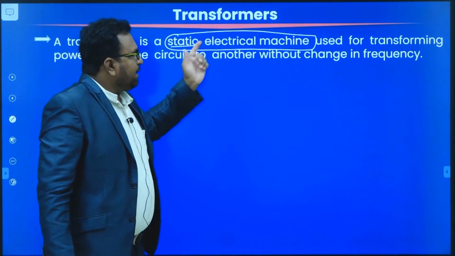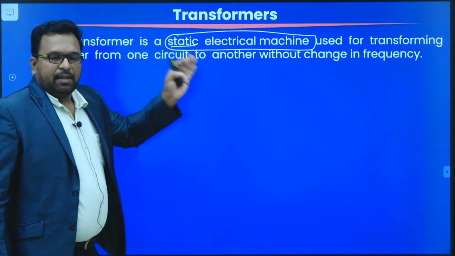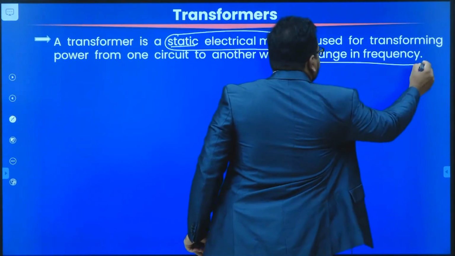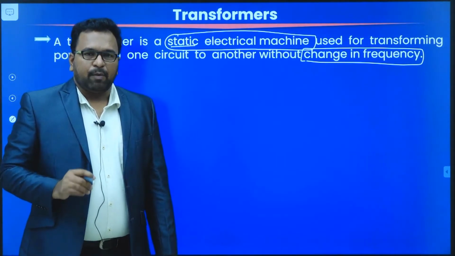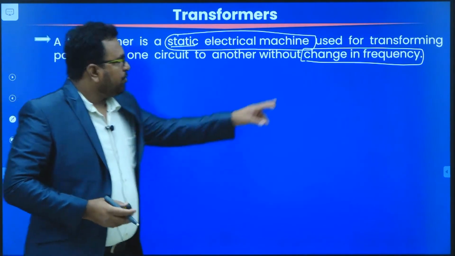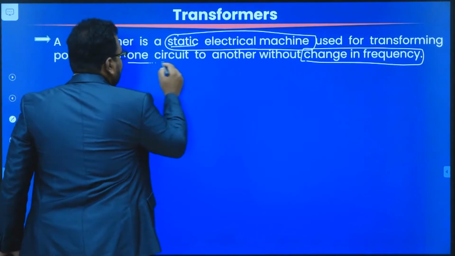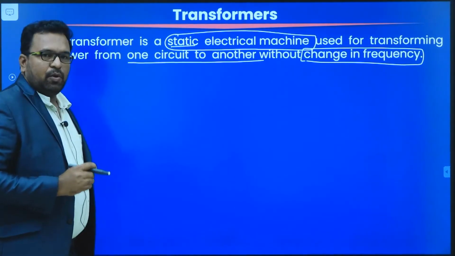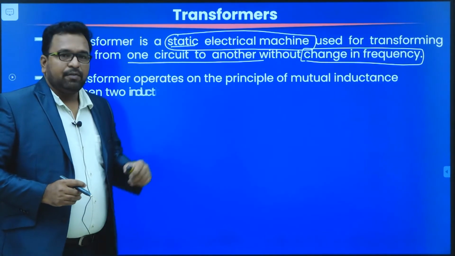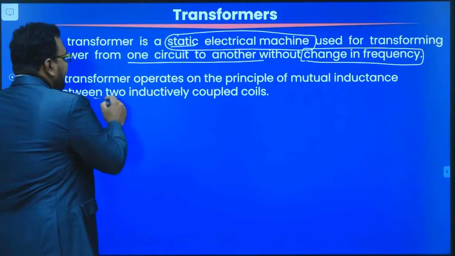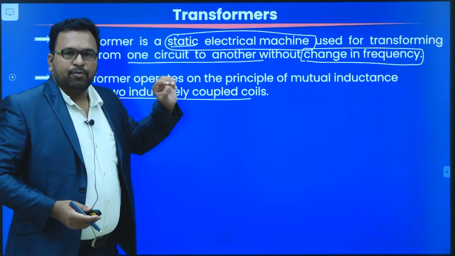So a transformer is a static electrical machine used for transforming power from one circuit to another circuit without change in frequency. If you consider the transformation of power from one circuit to another circuit, there is no electrical contact between the two circuits. A transformer operates on the principle of mutual inductance between two inductively coupled coils. As I said, there is no electrical contact between the two circuits.